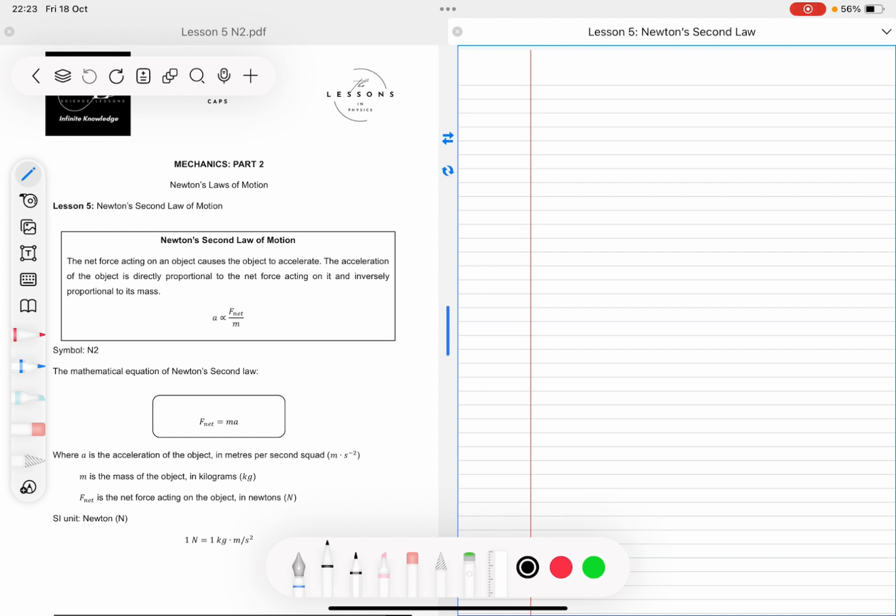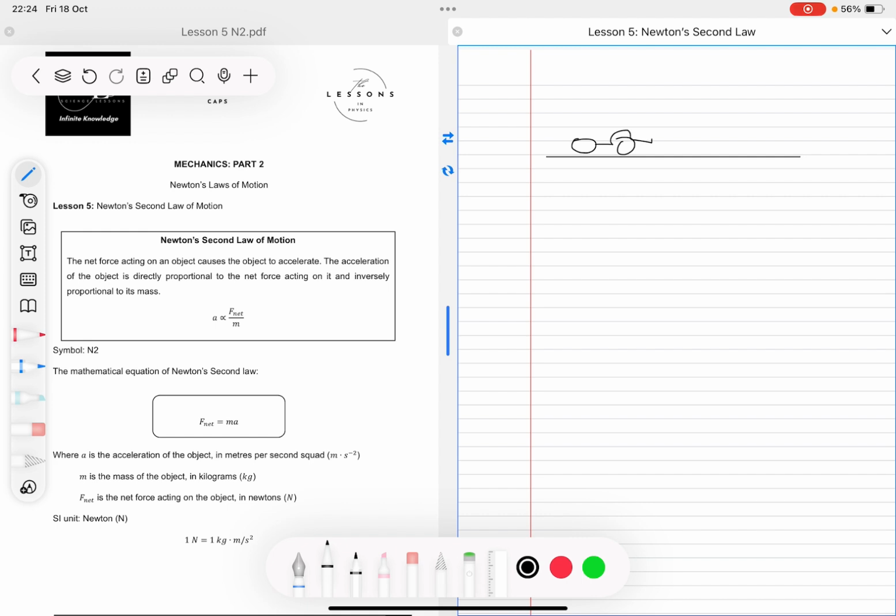Newton's second law of motion states that the net force acting on an object causes the object to accelerate. The acceleration of the object is directly proportional to the net force acting on it and inversely proportional to its mass. Now, to fully understand this law, consider an object that moves along a horizontal surface.